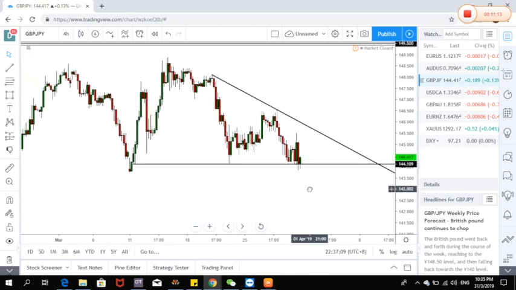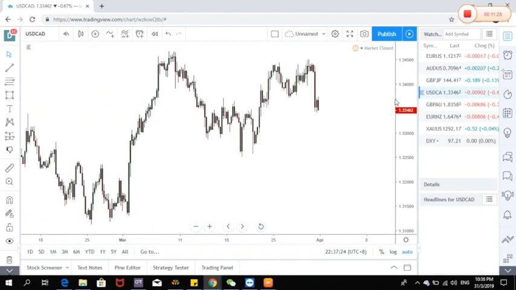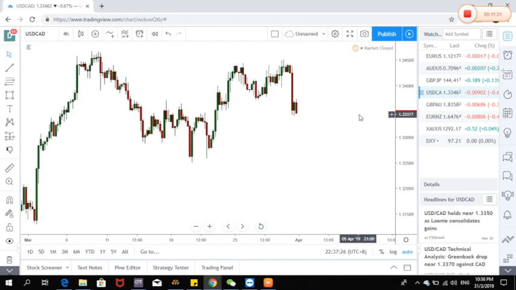But however, this GBP JPY is still very choppy, still very uncertain. So I wouldn't trade this pair, and there's no recommended trade for the moment for this GBP JPY. Right. So next, we will see the USD CAD.